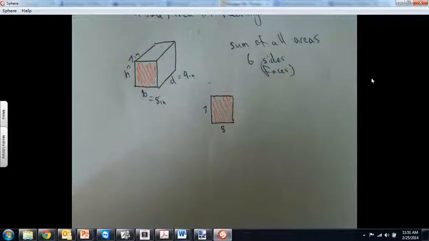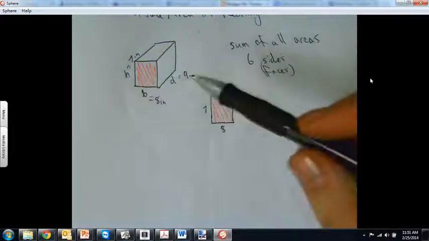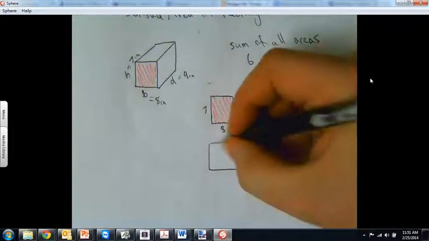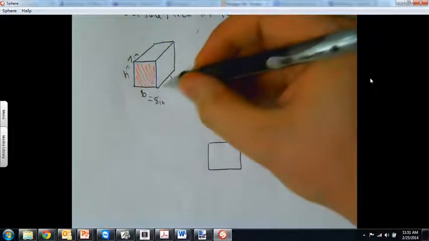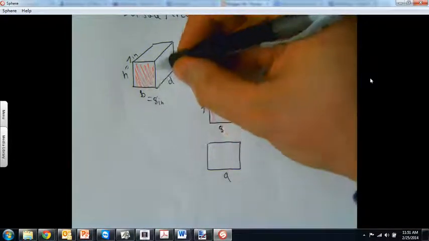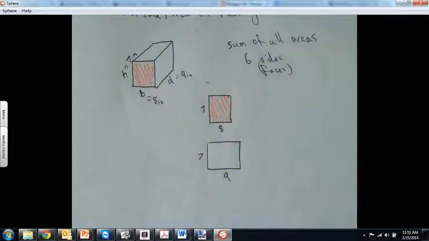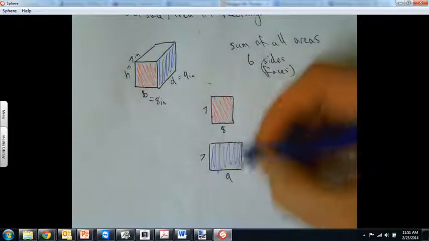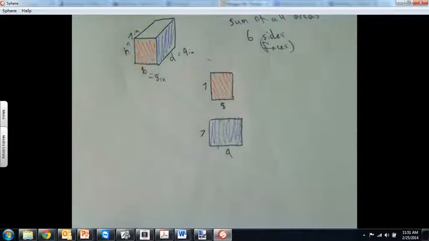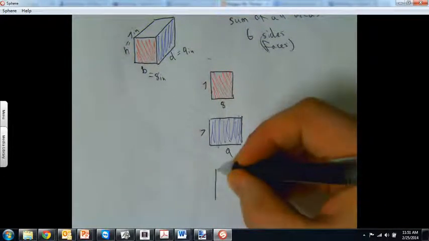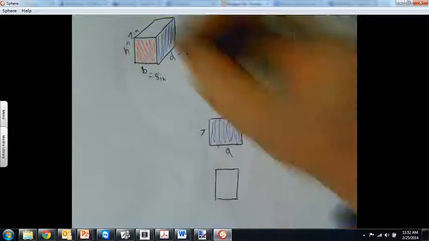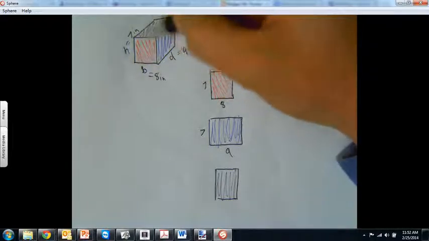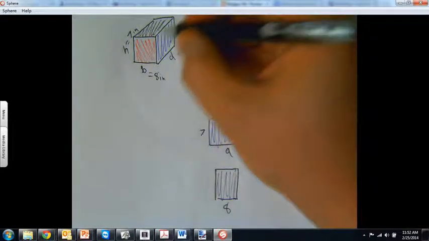Let's look at the side. Now, the side is a little bit skewed, but if we imagine a rectangular prism, we know it's got a rectangle there on the side that has a measurement of 9 and a height of 7. And I'll mark that one blue. And lastly, we have the top, which is a little bit harder to figure out, because it has a base of 8 and a depth of 9.